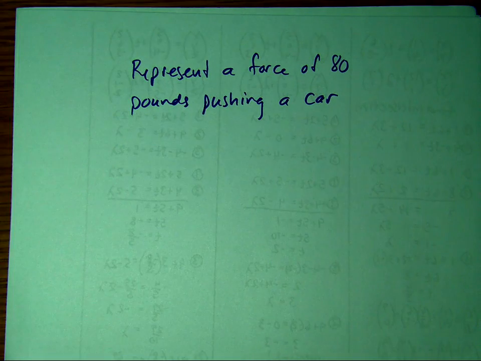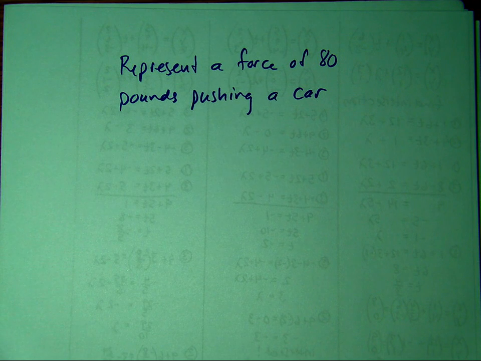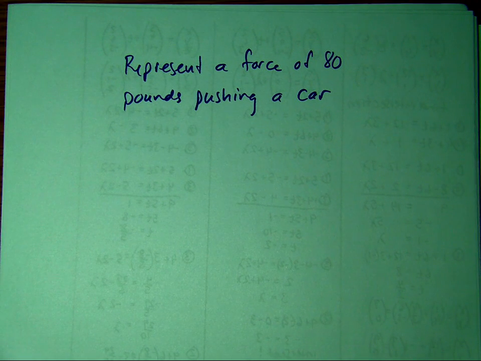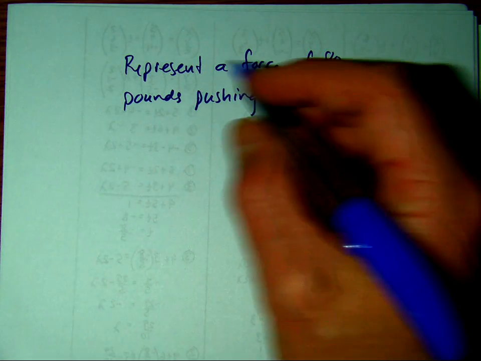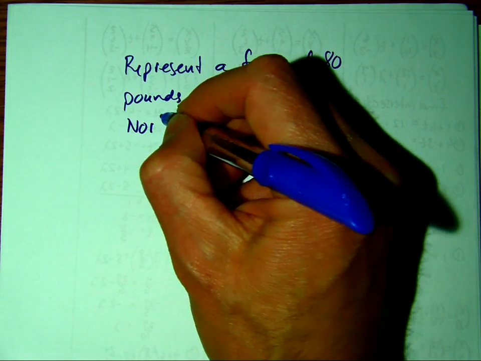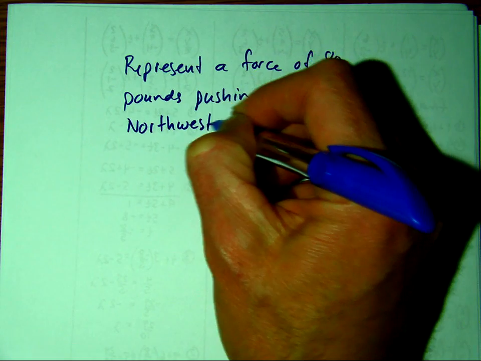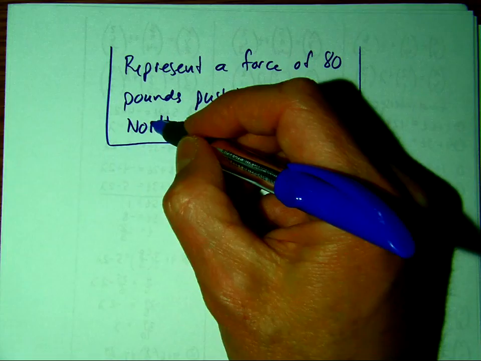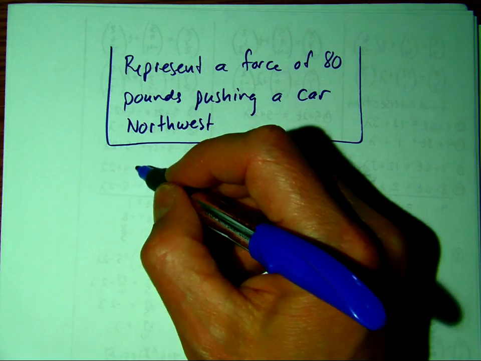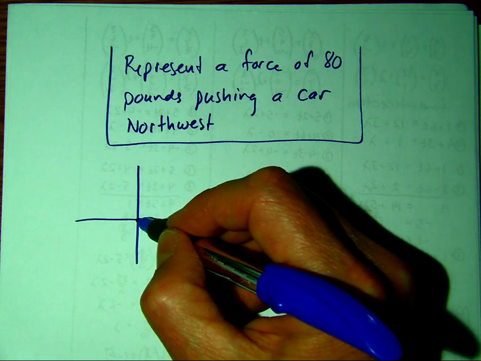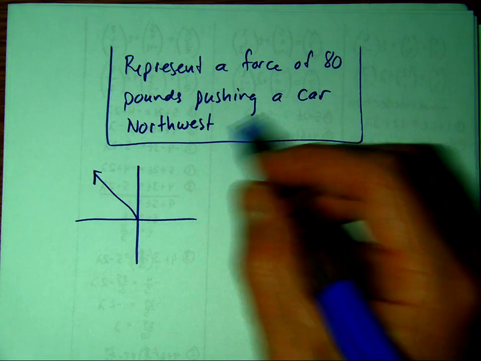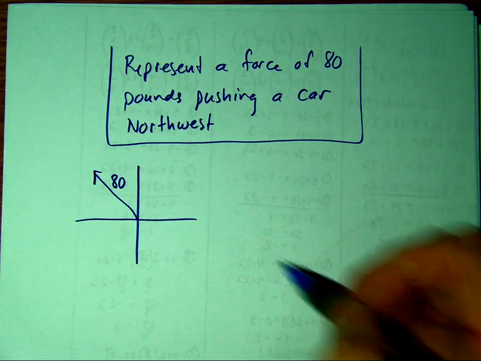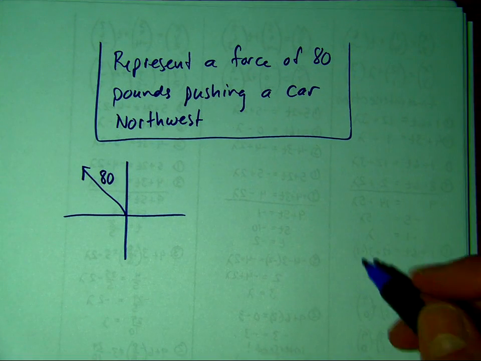Now, if we had something like this and we said we want to represent it with a vector, this isn't a vector because it only has magnitude. If we say pushing a car northwest, now it can be represented as a vector. Northwest is like that. The magnitude of the vector is 80, so we would say that the length of that line that we drew is 80.